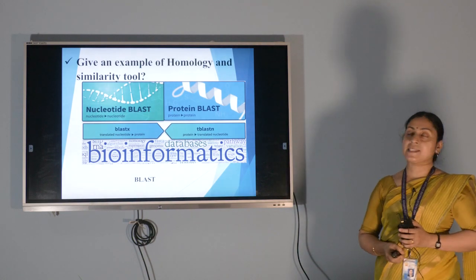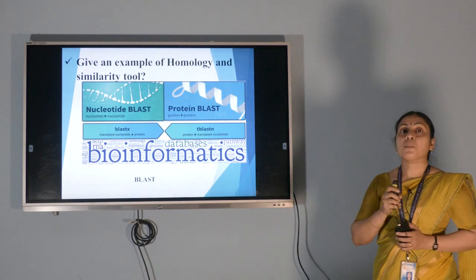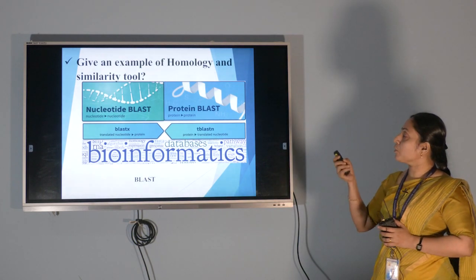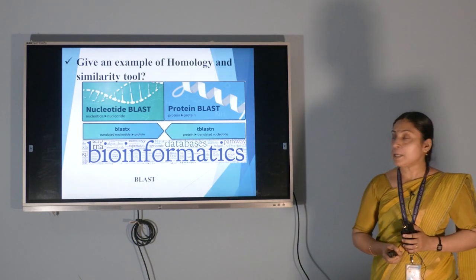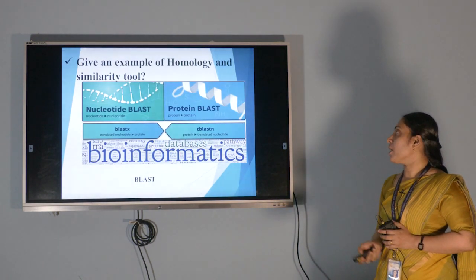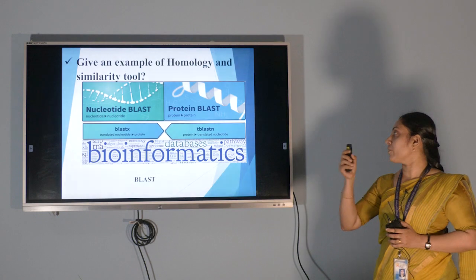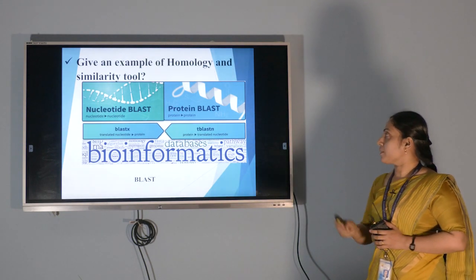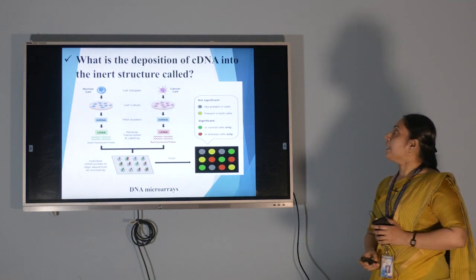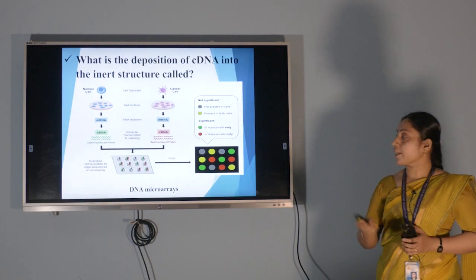Okay, the next. Give an example of a homology and similarity search tool. That is BLAST, the Basic Local Alignment Search Tool. There are different types of BLAST available: nucleotide BLAST and protein BLAST. With protein BLAST, we can search for similar protein sequences and similar organisms. With nucleotide BLAST, we can search nucleotide sequences. Then there are other types such as BLASTX and TBLASTN, which are translated BLASTs: DNA to RNA, RNA to protein.